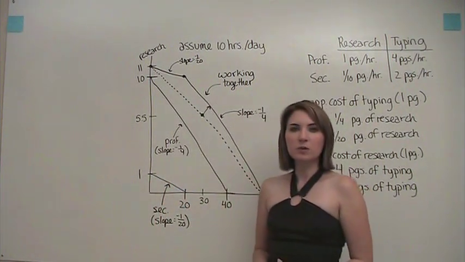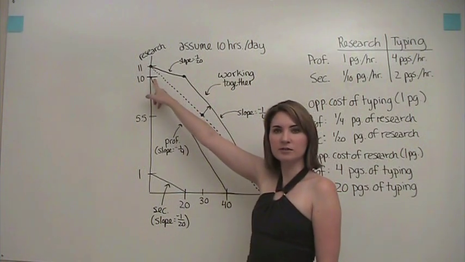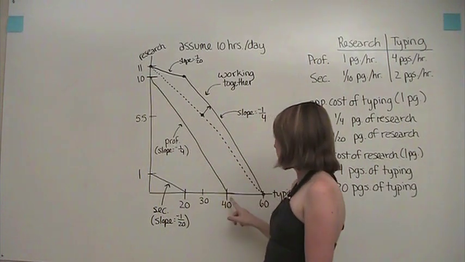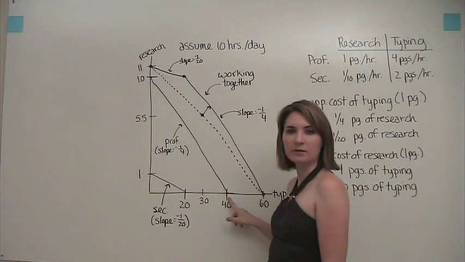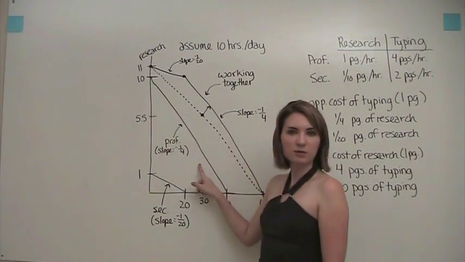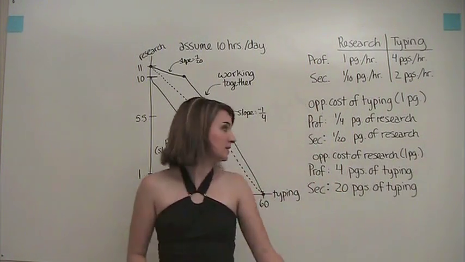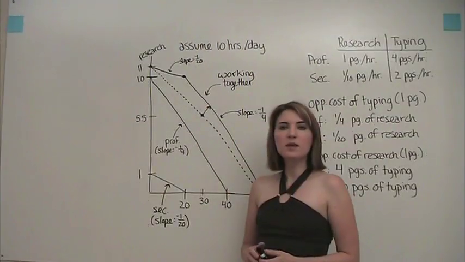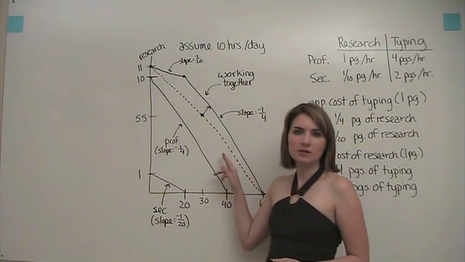When the professor is working by himself, we have a trade-off in that he could either produce 10 pages of research, 1 page an hour for 10 hours, or he could produce 40 pages of typing, 4 pages an hour for 10 hours, or some combination thereof. Again, his production possibilities frontier has a slope of -1/4, which represents his opportunity cost of typing in terms of research. When we have the two parties working together, on the other hand, we can get an interesting result.